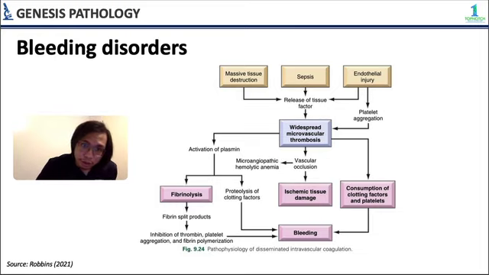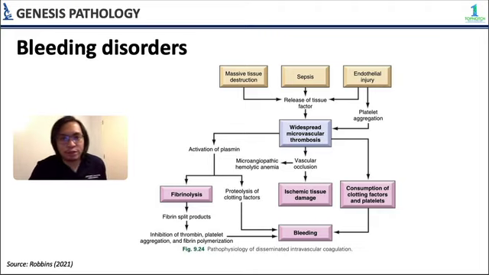So, that will cause widespread microvascular thrombosis. Your endothelial injury can also produce platelet aggregation and will therefore cause widespread microvascular thrombosis. So, ano mangyayari kapag meron kang widespread microvascular thrombosis? Your plasmin will be activated, your fibrinolysis will be activated. Pag magkaroon ka ng fibrinolysis, you will lyse your clotting factors, bleeding.